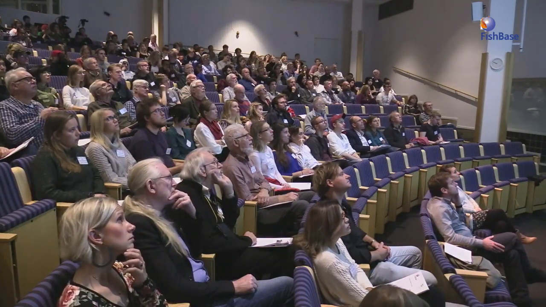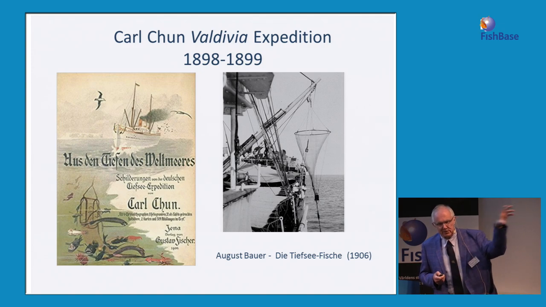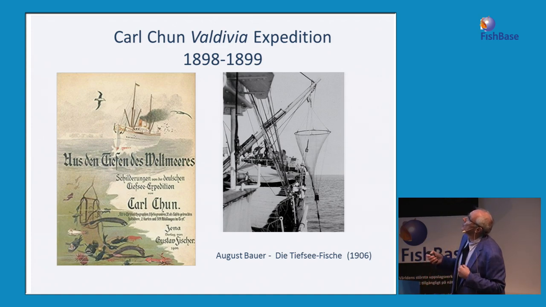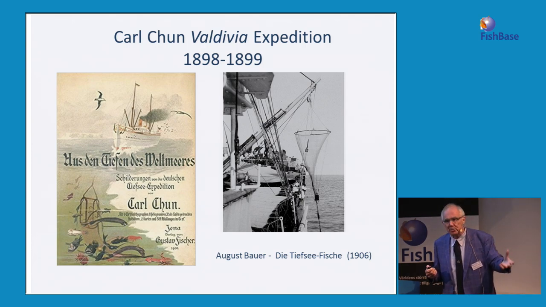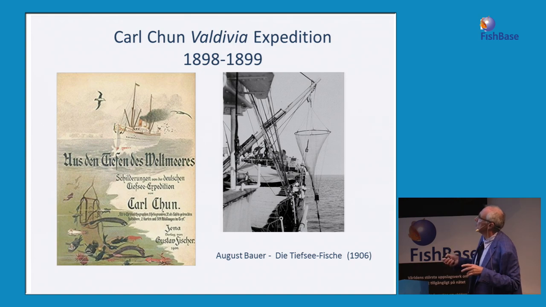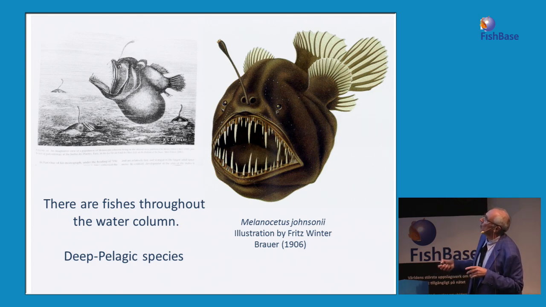Now, there was still the question that everybody knows there's fish that live in the surface layers of the ocean, and the Challenger showed that there are fish living on the bottom, but there was still some question as to whether anything lives in the middle. And the German expedition led by Carl Chun on the Valdivia carried these kinds of nets with an opening and closing mechanism so that the net could be opened halfway down to the bottom, say at 2,000 meters, towed, and then closed at 1,000 meters. And so the important thing that this expedition showed, which was written up by August Brauer, was that there are fishes throughout the water column.